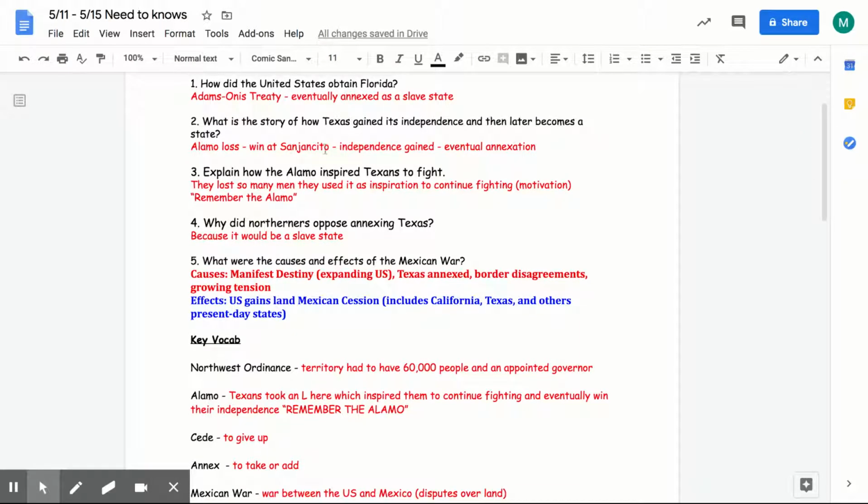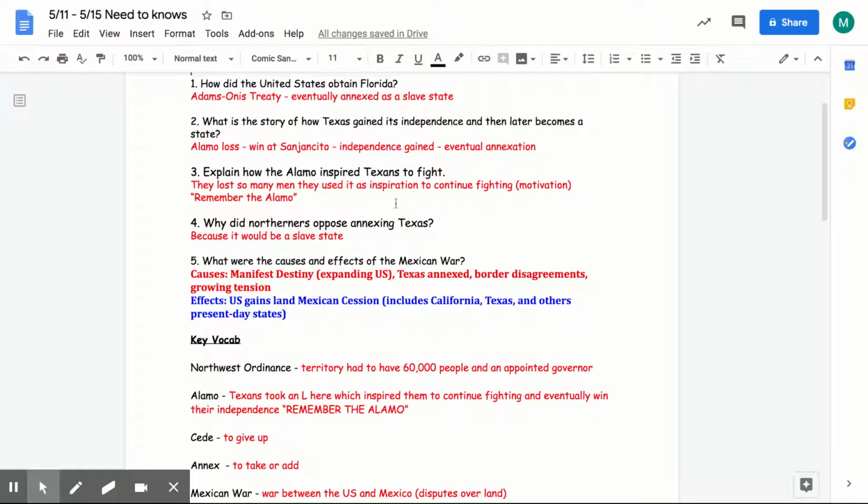2, what is the story of how Texas gained its independence and later becomes a state? Remember, we have Americans moving on into Texas with that land grant. Eventually, we outnumber the Mexicans, and Texans/Tejanos decide it's time to fight for independence from Mexico. They lose at the Alamo, but we use that to pump us up. We win at San Jacinto. We gain the independence, and then eventually are annexed by the U.S. 9 years later.